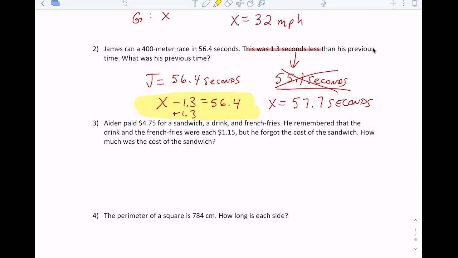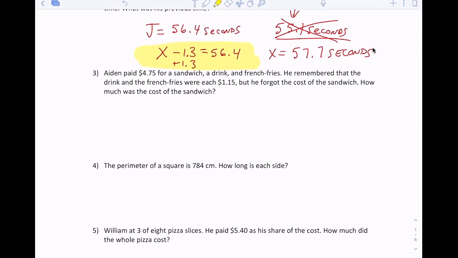All right, let's read number 3 together. It says, Aiden paid $4.75 for a sandwich, a drink, and French fries. He remembered that the drink and the French fries were $1.15, but he forgot the cost of the sandwich. How much was the cost of the sandwich? I know that's easy, but again, we're setting up an equation. Please do me a favor and set up the equation. So we have the sandwich plus the drink plus the French fries is equal to what? $4.75.